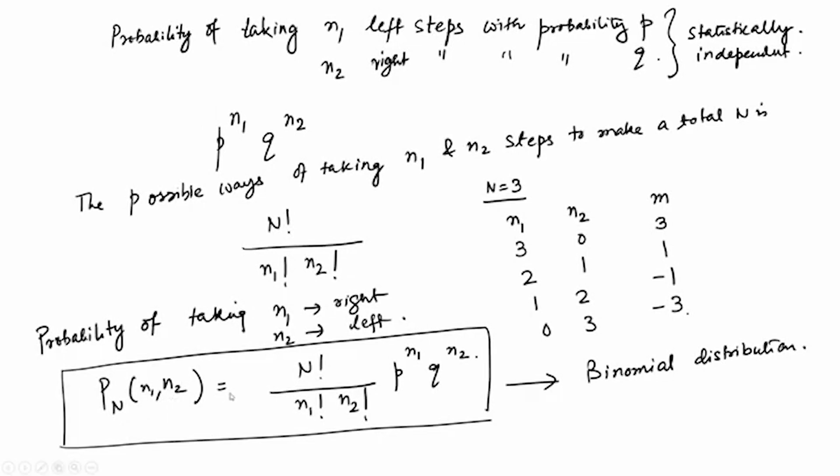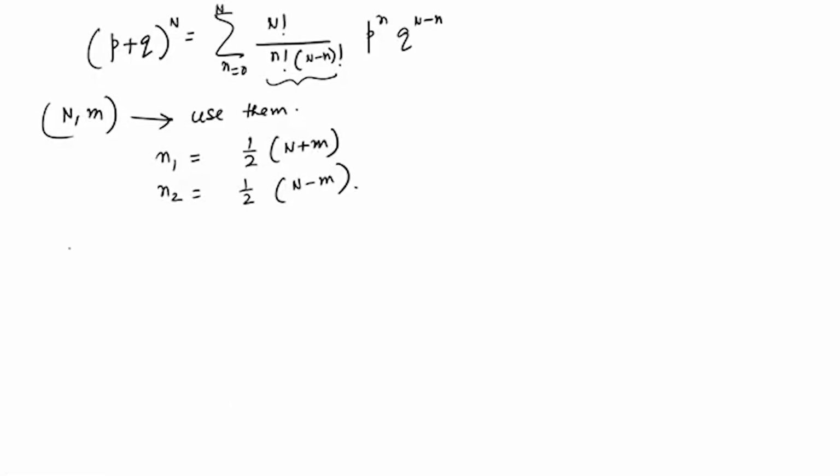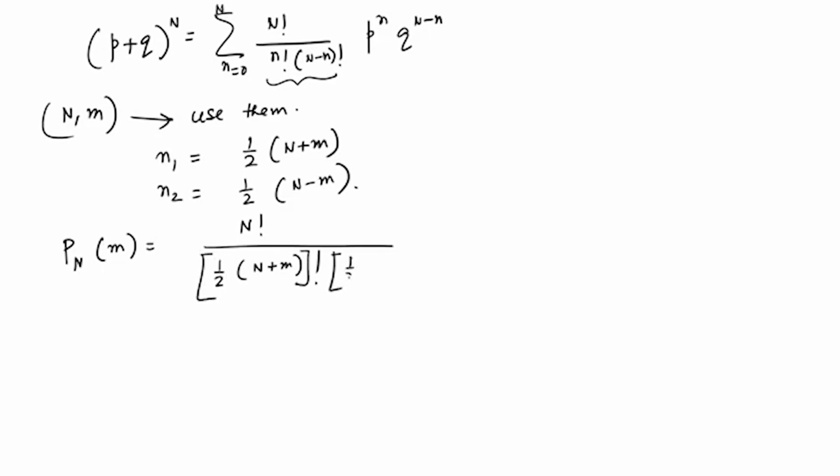by P n m, and this can be written as P n m is equal to n factorial divided by half of n plus m factorial, half of n minus m factorial, sorry, let me close the bracket, and then of course, we have p to the power (n plus m) by 2 and q to the power (n minus m) by 2.